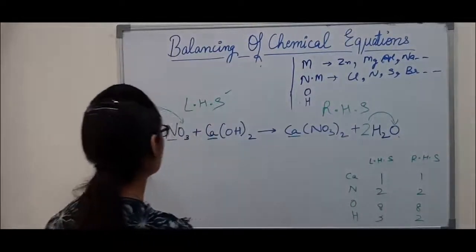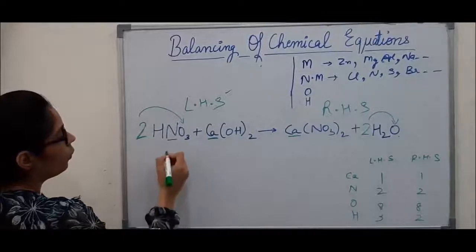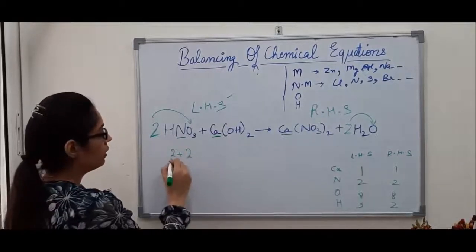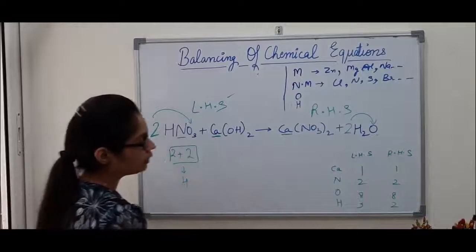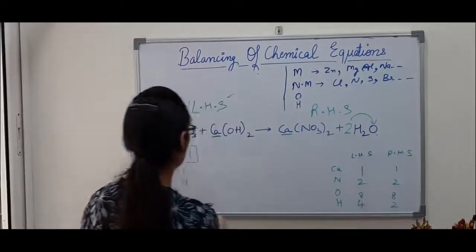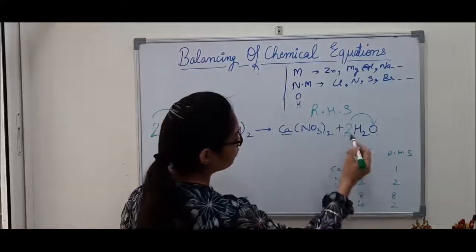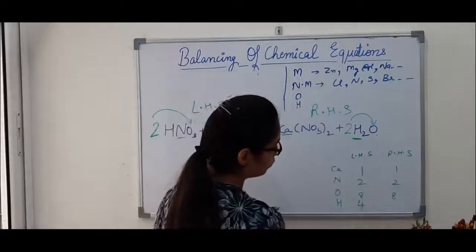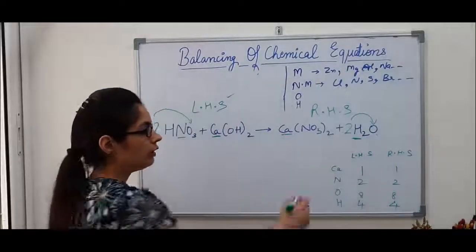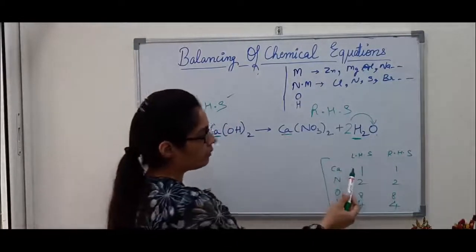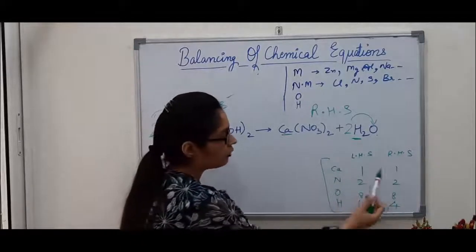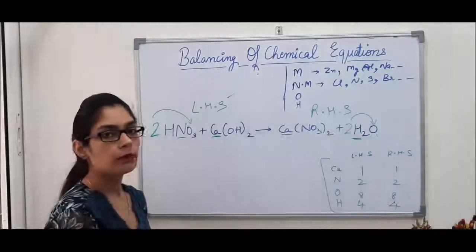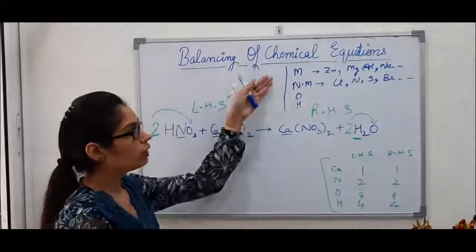Now let's check for hydrogen. Here I have 2 atoms of hydrogen. Here again I have 2 because outside the bracket 2 is written. So in total I have 4 atoms of hydrogen now on my left hand side. Here I have written 2. 2 multiplied by 2 is 4, which means on the right hand side also now I have 4 atoms of hydrogen. Now let's verify all the elements: they have the same number of atoms on both sides, which means our equation is balanced. Let's do one more equation and try to do it by following the same strategy.